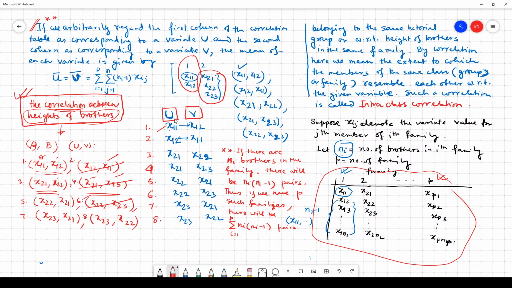Now if you look at this data set, first column of the correlation coefficient table. This is called the correlation table.